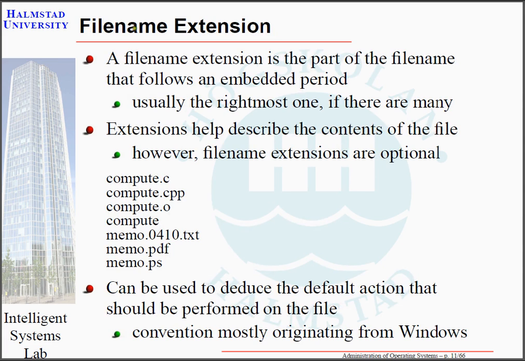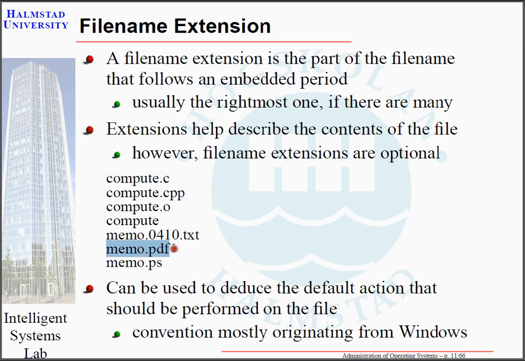Typically, a file name also contains something called extension, which is just the part of the file name after the last dot. And by convention, extensions help describe the contents of the file. So you could have a program written in C programming language, C++ programming language, a binary which was compiled, and so on. And the conventional file name extensions can be used to see it.